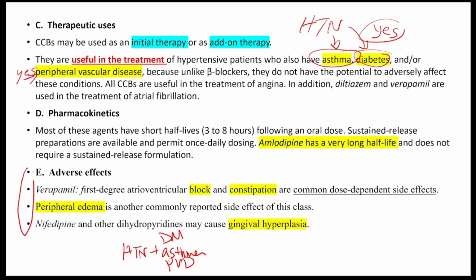Speaking about the adverse effects, the main adverse effects: constipation, peripheral edema, and gingival hyperplasia with nifedipine and amlodipine. So what we have here, we try to focus on or explain the side effects of this medication, CCB: constipation, common with the dose-dependent side effect, peripheral edema, and gingival hyperplasia associated with nifedipine and other dihydropyridines.